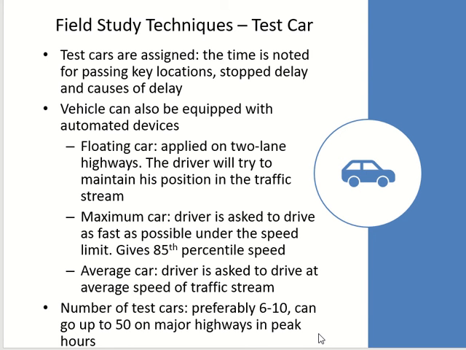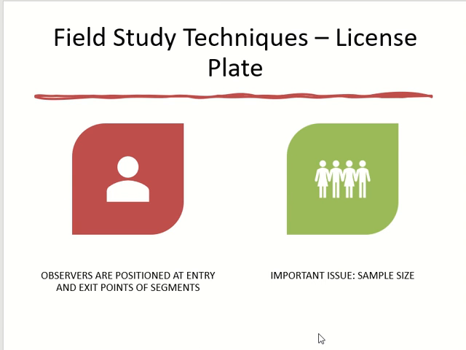Clear? Okay. Another method of travel time study is the license plate method. In the license plate method, we don't need any car, we don't need any drivers. It's very simple. You have two observers, or a set of two observers. One will stand at the start point, the other one will stand at the end point of your segment or your route. Okay. What will they note down?